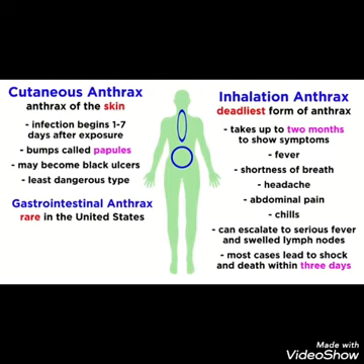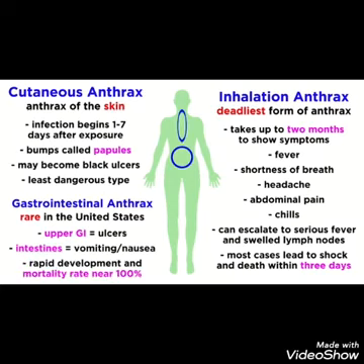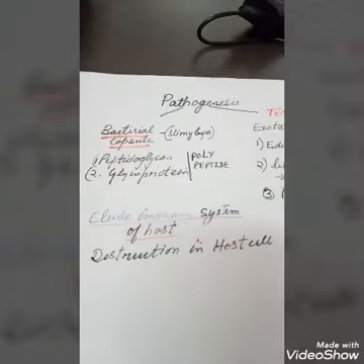Third one is gastrointestinal anthrax. This is rare in the United States. When infection occurs in the upper GI, it results in ulcer formation. When infection occurs in the intestine, it produces vomiting, nausea, discomfort and abdominal pain, with quick development. The mortality rate is near 100 percent, which is very high.